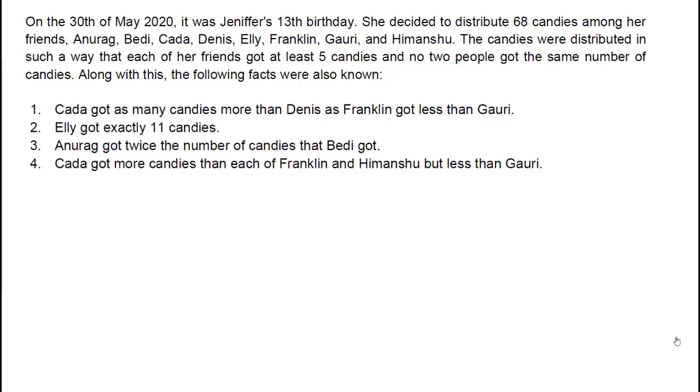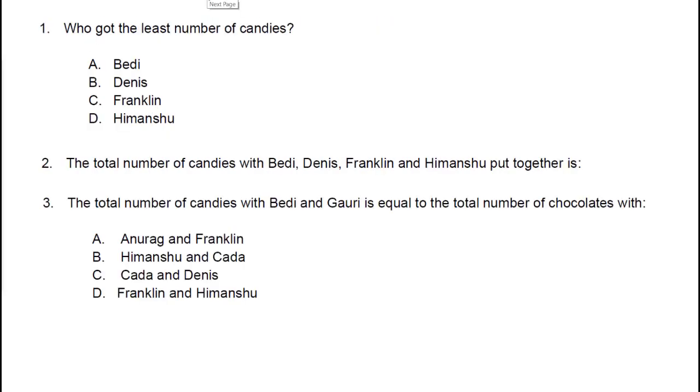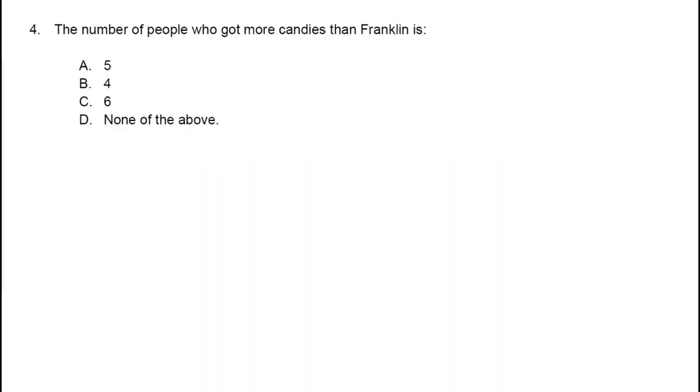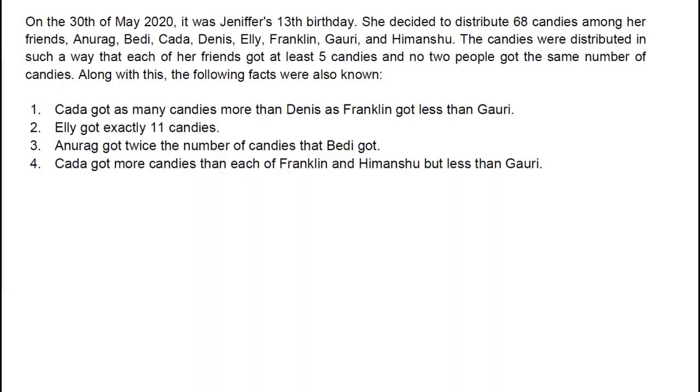Hello everyone, let's have a look at one more DILR set. Read the data carefully, take the screenshot, solve this set by yourself, then come back to this video. Total 4 questions are there. These are the first 3 and this one is the 4th question. Now let's start solving this question, everyone.